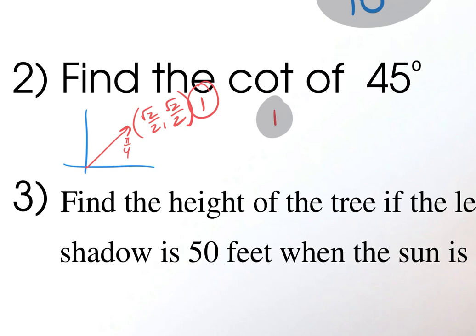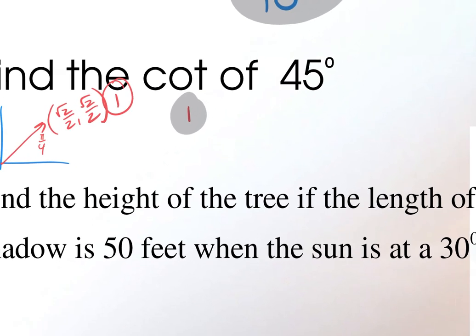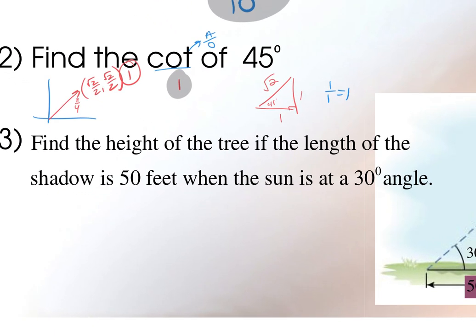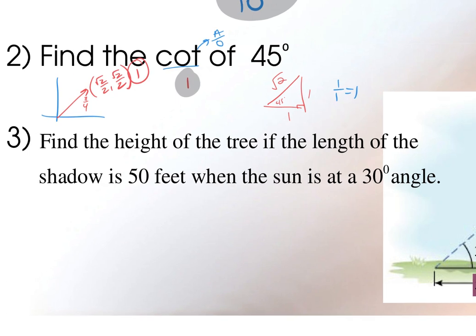The other way to do it is set yourself up a 45, 45, 90 triangle where the side lengths are 1, 1, and root 2. 45 could be in either of these corners. Cotangent's the reciprocal of tangent, which is opposite over adjacent. So cotangent's adjacent over opposite. And you'd get 1 over 1, which is still 1. So it doesn't matter which way you do it. If you're a right triangle person or if you're a unit circle person, you should have gotten 1.